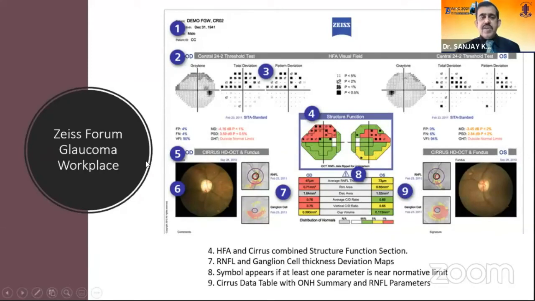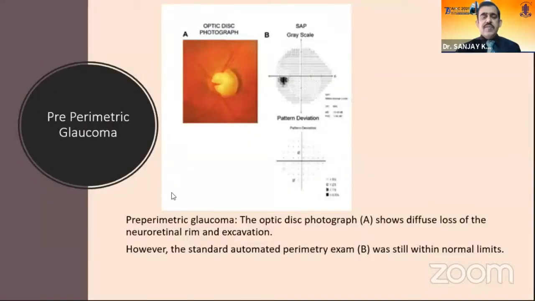ZEISS has a proprietary software called Guided Progression Analysis, in which it integrates the structural OCT defects with the visual field printouts. Over here, we have the total deviation and the pattern deviation from the visual fields. We have a fundus photograph, and then we have an RNFL deviation map and a ganglion cell deviation map from the OCT, and then they are integrated into the structure function map. Then we have a table of the ONH and the RNFL parameters, which are matched with the normative database and color coded. One important reason for emphasizing these new modalities was that it will help us in detecting glaucoma at an early stage. So I will give a couple of examples over here.